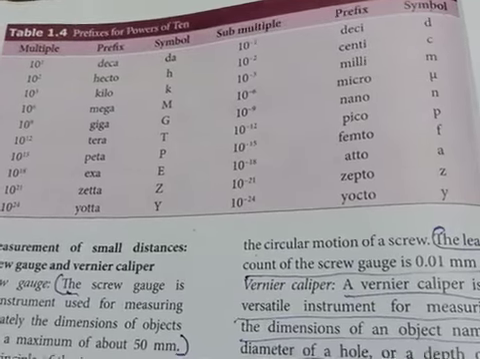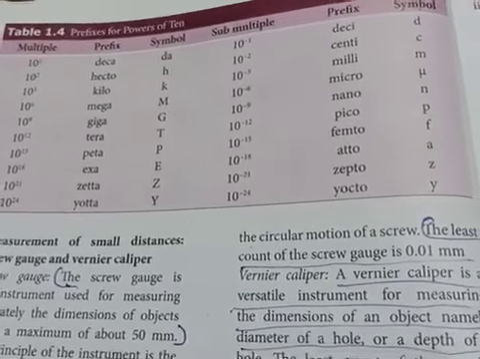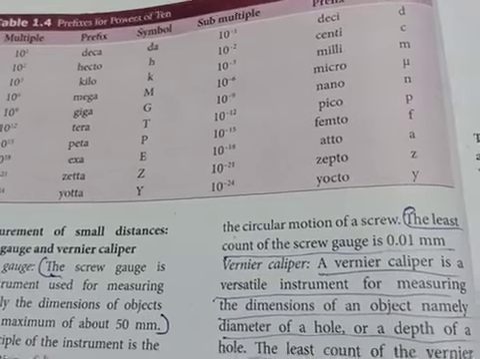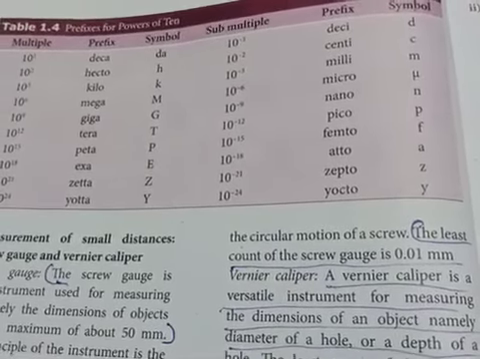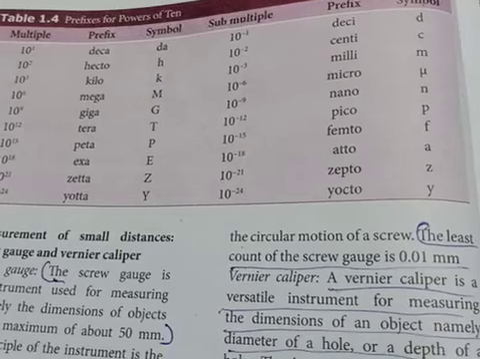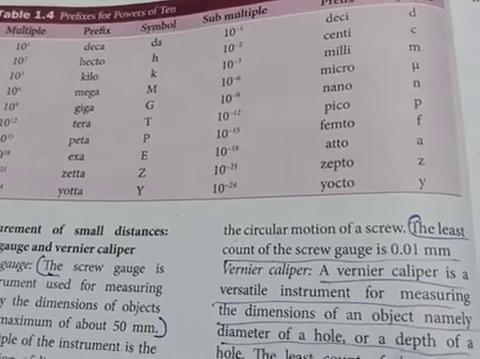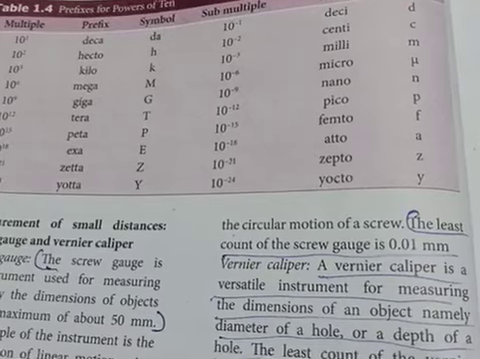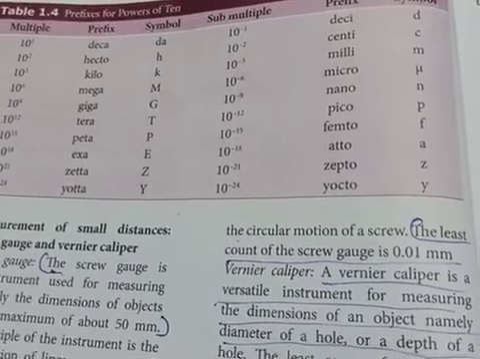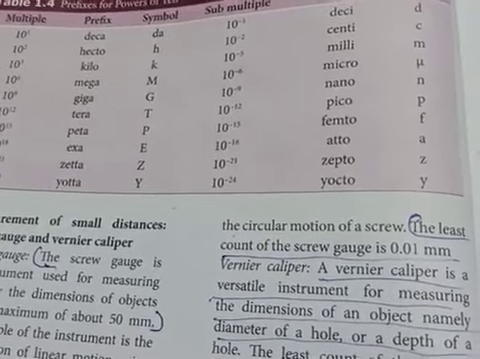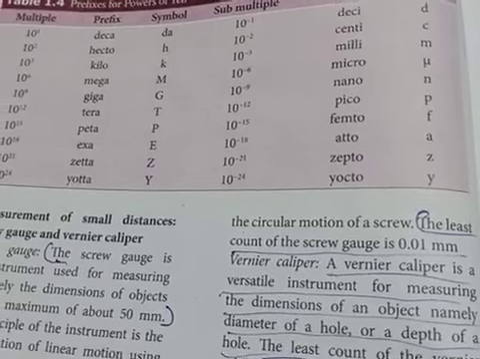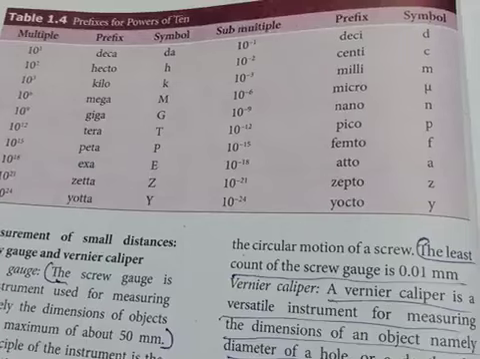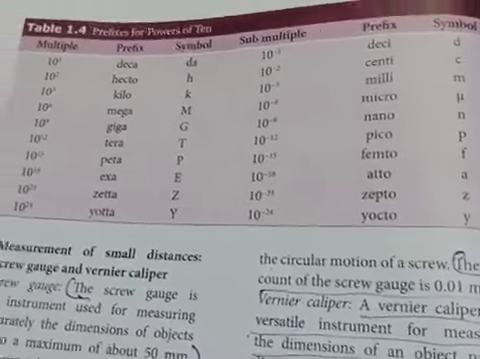Thanks, students. In the previous video session, you went through Table 1.3. There you learned all the derived quantities and their units. And today we are going to discuss how to measure length by using different instruments. Before going to the section, you can go through another table, 1.4.